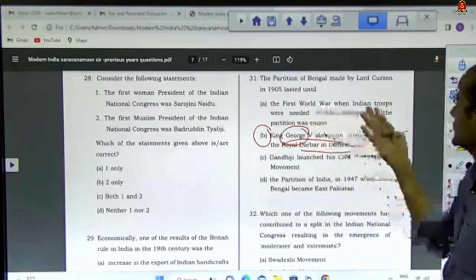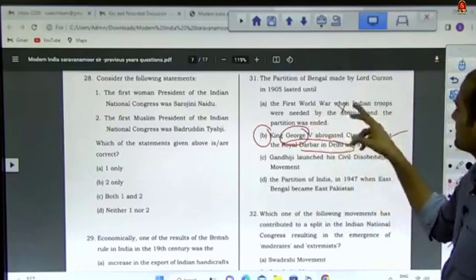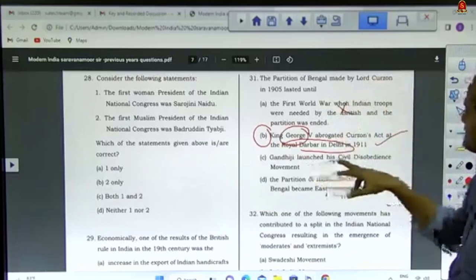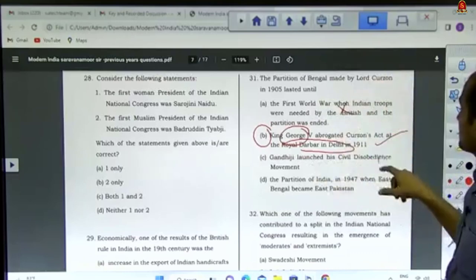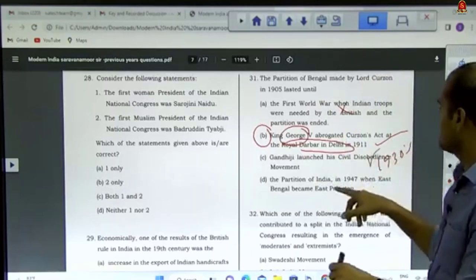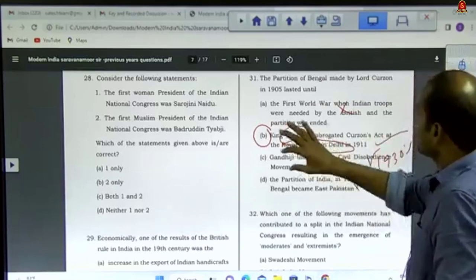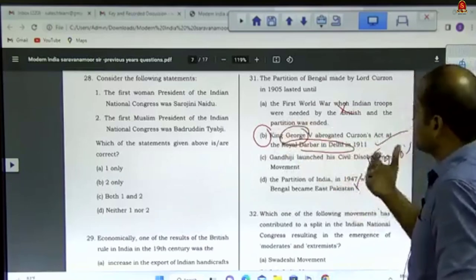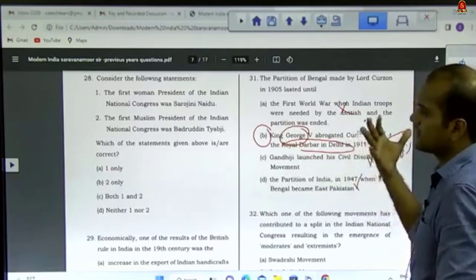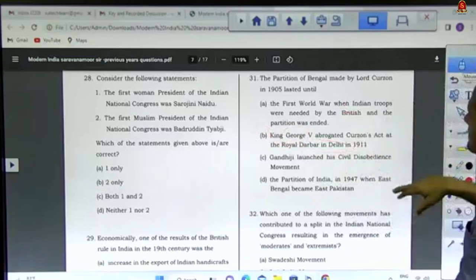It's very easy. First World War, when Indian troops were needed, was much later. So definitely it was not 1914. Gandhiji last launched the civil disobedience movement in 1930. That's wrong. Partition of India, absolutely wrong. So the answer is B. Just go with the elimination method; if you read carefully and patiently, you will come to know. Don't take hasty measures.